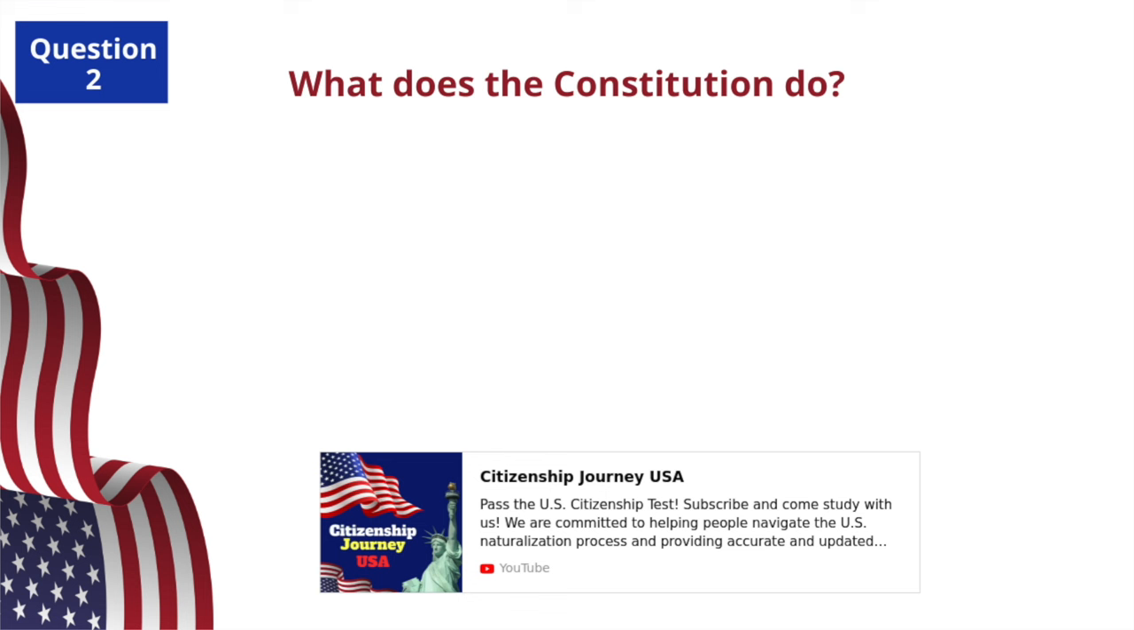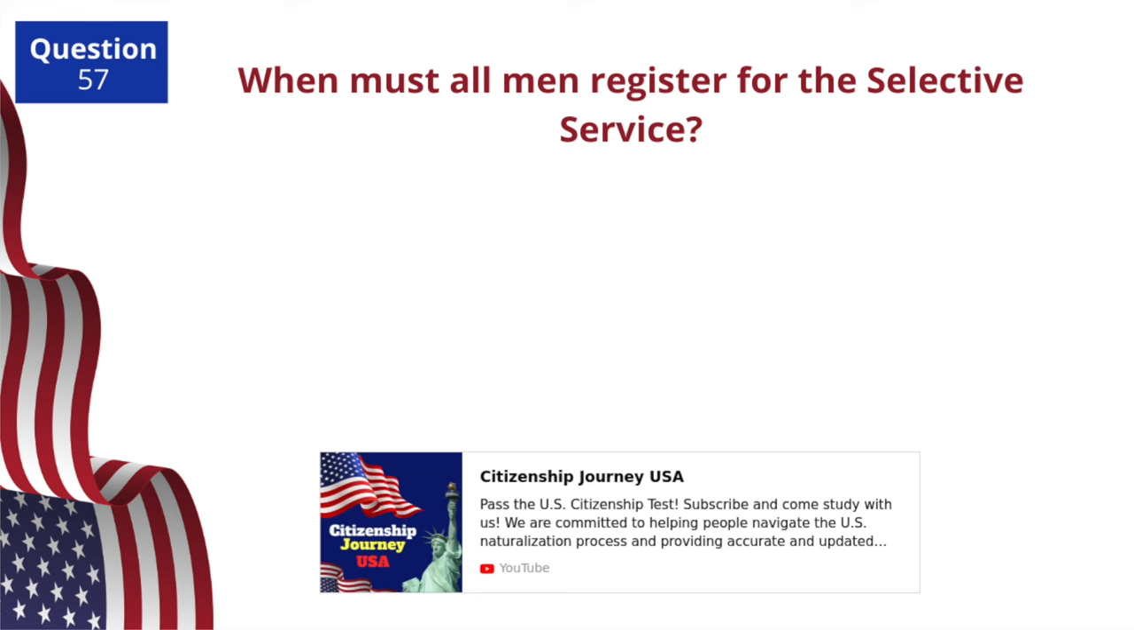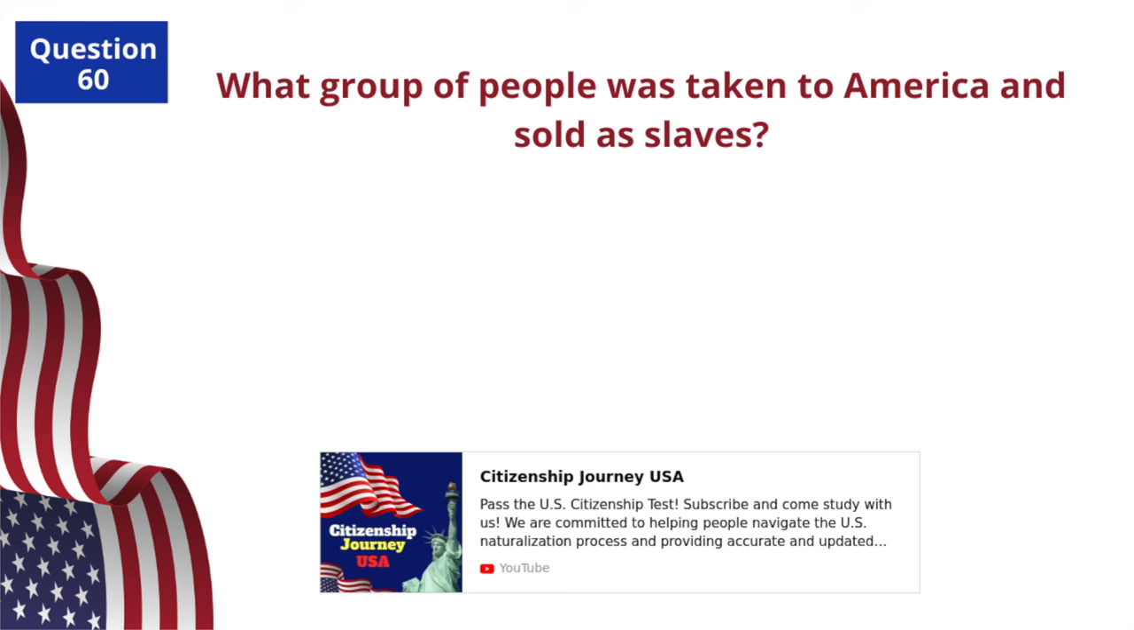What does the Constitution do? Sets up the government. When must all men register for the Selective Service? At age 18. What group of people was taken to America and sold as slaves? Africans.